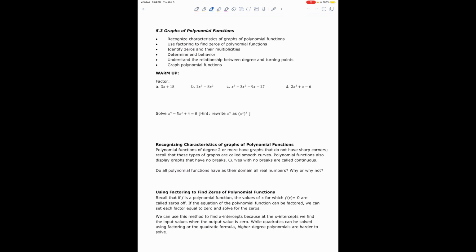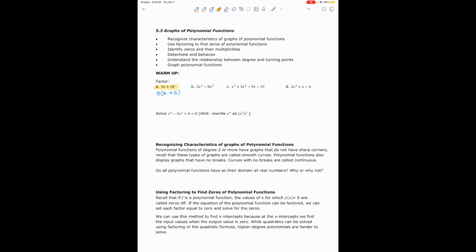Here is a warm-up activity. In this warm-up activity, you're going to learn how to factor either by pulling the greatest common factor or with other methods. So the first one here, you need to factor this. I noticed immediately that I can pull 3 out as a common factor. So if you divide now, 3 divided by 3 is 1. 1 times x is x. Plus 18 divided by 3 is 6. So that is the factored form for that expression.